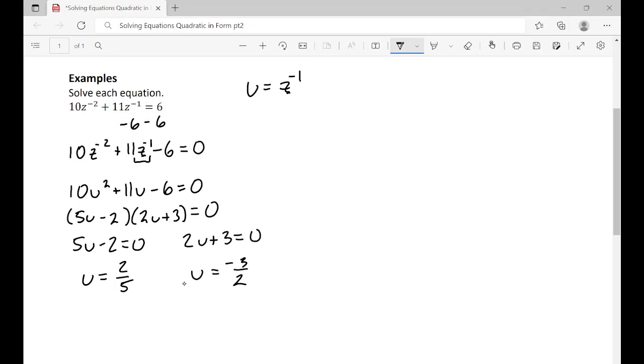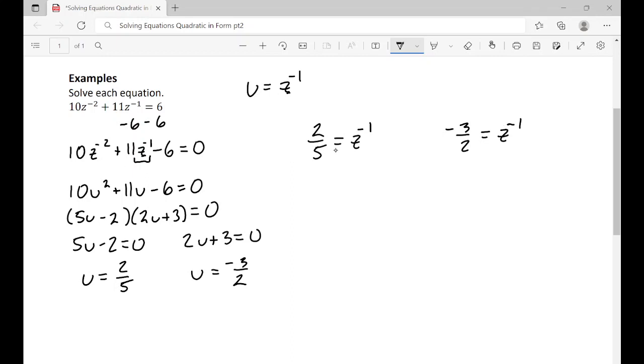So again, I know what u is, but in my original I had z's. So I need to find out what z is. So that's what I'm going to do. I'm going to go over here and replace it. So 2 over 5 equals z to the negative 1, and negative 3 over 2 equals z to the negative 1.